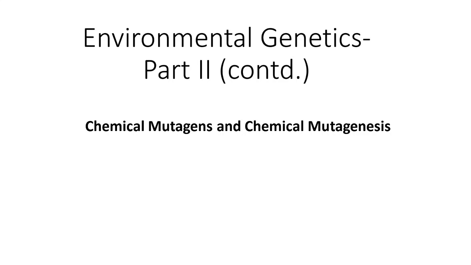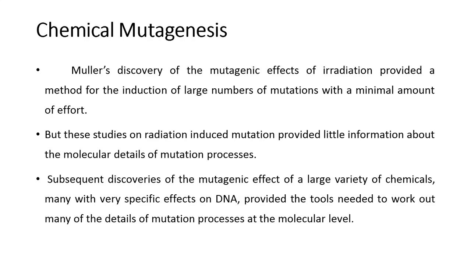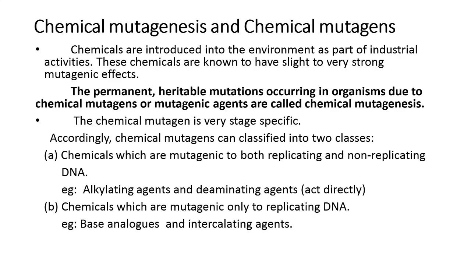Then we can go through the chemical mutagens and chemical mutagenesis. Muller's discovery of the mutagenic effects of radiation provided a method for the induction of large numbers of mutations with a minimal amount of effort. But these studies on radiation-induced mutation provide little information about the molecular details of mutation processes. Subsequent discoveries of the mutagenic effect of a large variety of chemicals, many with very specific effects on DNA, provided the tools needed to work out many of the details of mutation processes at the molecular level.